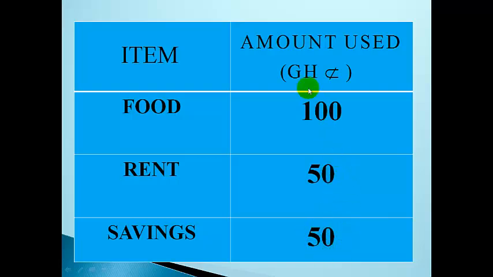That means that the amount used on food is equal to 100 Ghana cedis. The amount used on rent is equal to 50 Ghana cedis. And the amount used on savings is equal to 50 Ghana cedis.